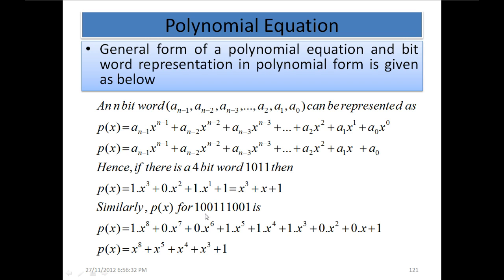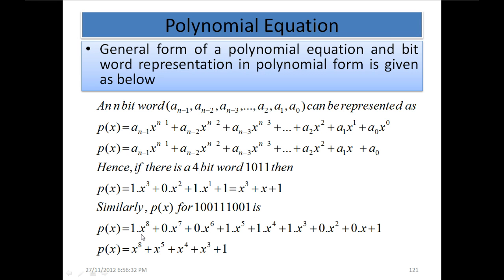Similarly, p of x for 1 0 0 1 1 1 0 0 1 is, again, the same procedure. Here the power of x is 8 because the total number of bits over here is 9: 1 2 3 4 5 6 7 8 9. So 9 minus 1 is equal to 8. I will start with x raised to the power 8, which is multiplied by 1, then 0 is multiplied by x to the power 7. As you can see, we are just simply decreasing the power of x: 8 7 6 5 4 3 2 1 and 0, and keep multiplying with its corresponding bit.